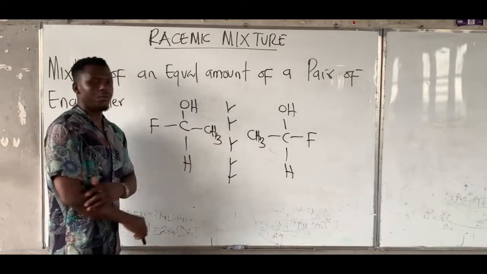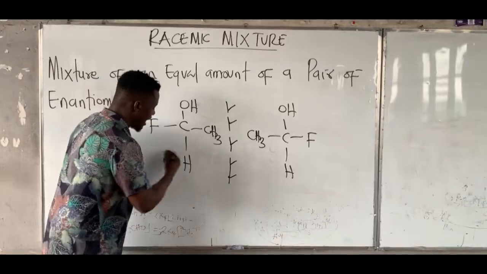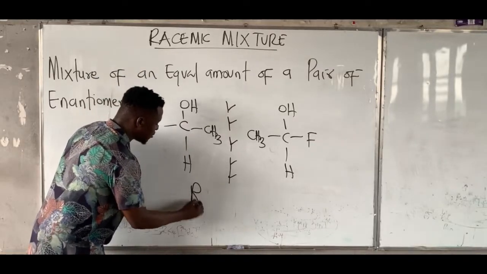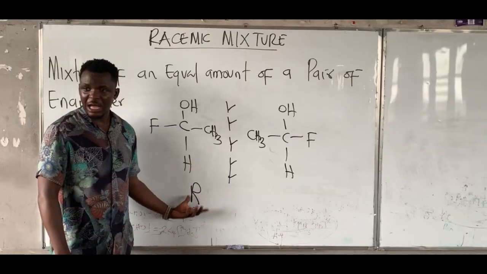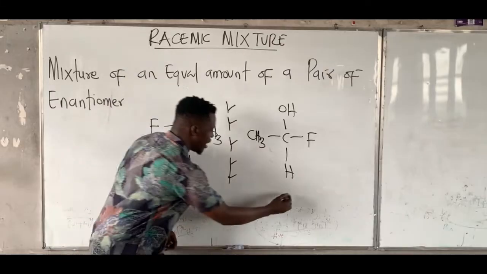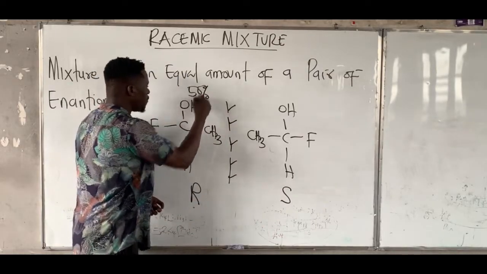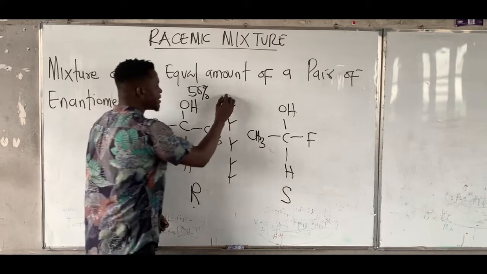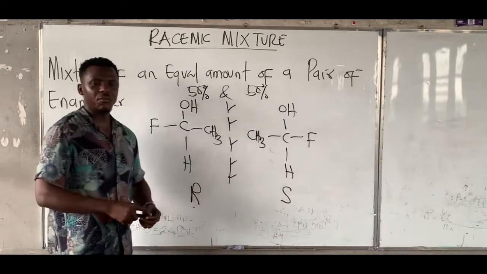So if I have these two compounds here, let's say I mix them. Let's say this guy is R, because in an enantiomer pair, one of them must always have R, and the other must have S. So let's say this guy is R, obviously this guy will be S. If I bring 50% of R and mix it with 50% of S, this will form a racemic mixture.